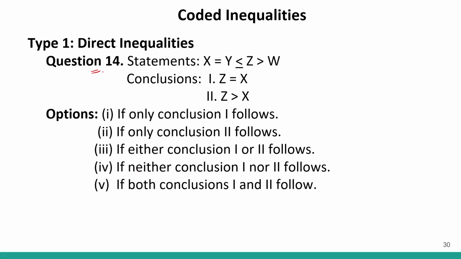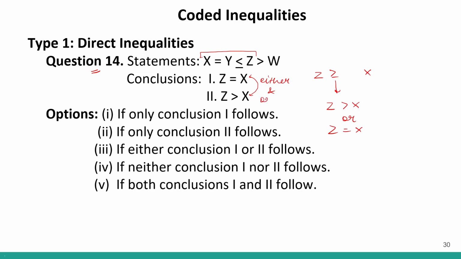Coming to question number 14. Question number 14, statements are given, conclusions are given. Z is greater than equal to Y, which is equal to X. So I can remove Y. So Z will be greater than equal to X. That means two possibilities. Z is greater than X or Z is equal to X. Correct? So basically this is the relationship of either and or.